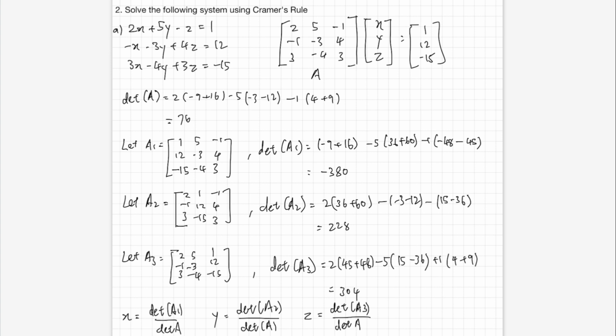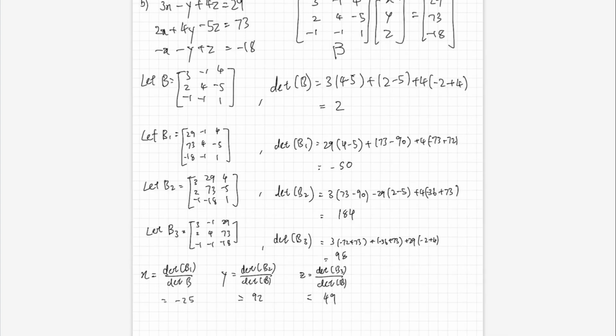So lastly, to find x, y, and z, I divide the determinants of A1, A2, and A3 by the determinant of A. So x is equal to negative 5, y is equal to 3, and z is equal to 4. So this is question 2b.